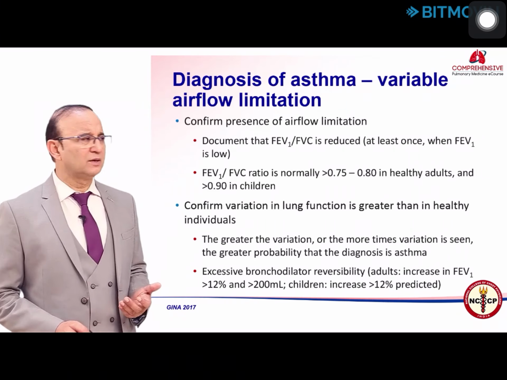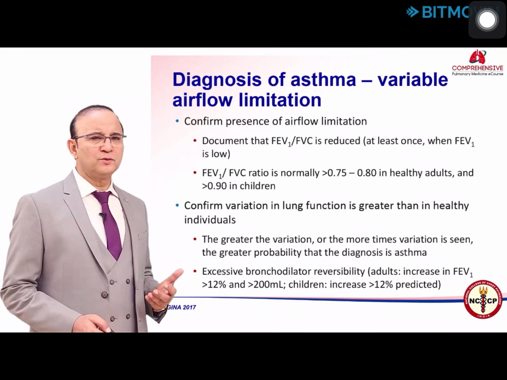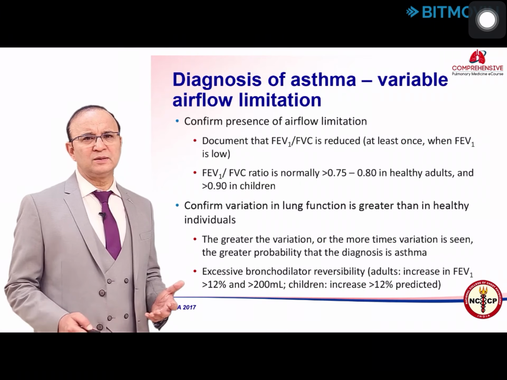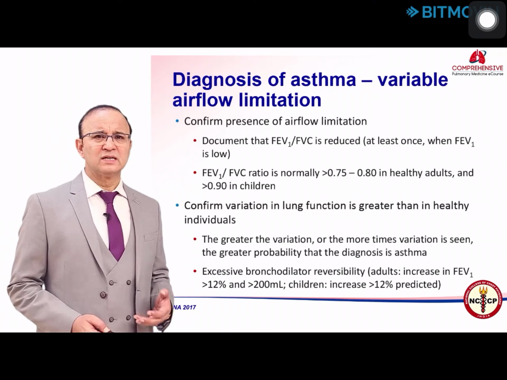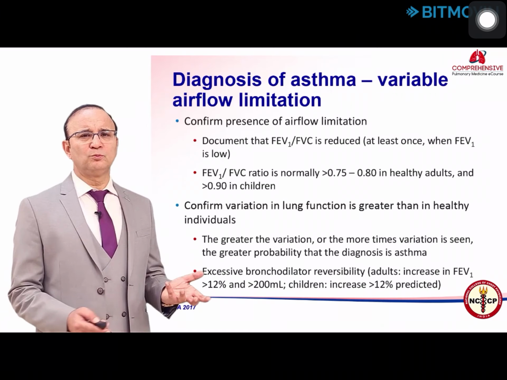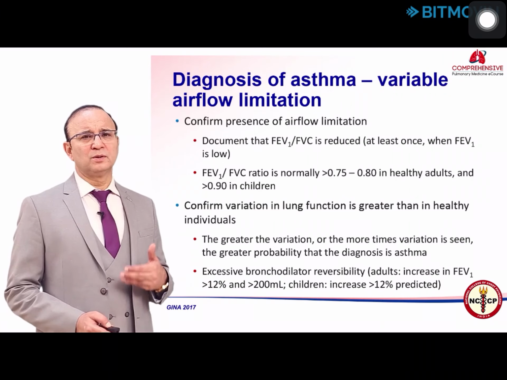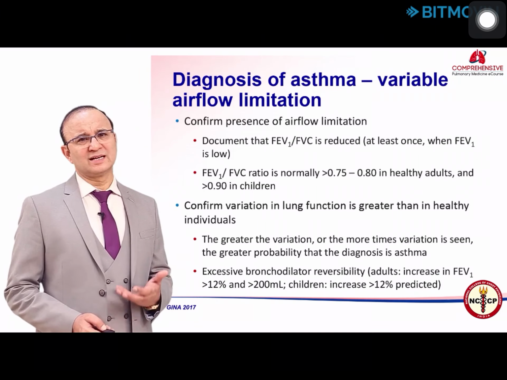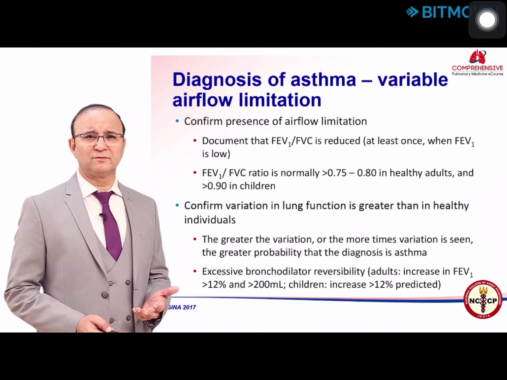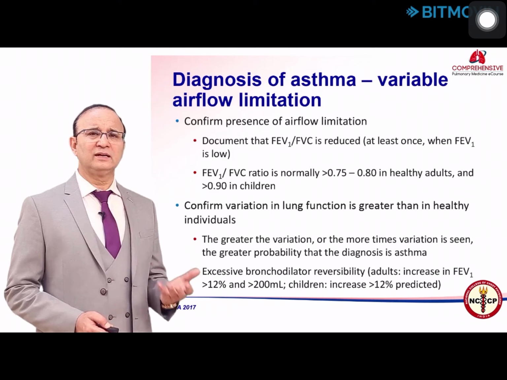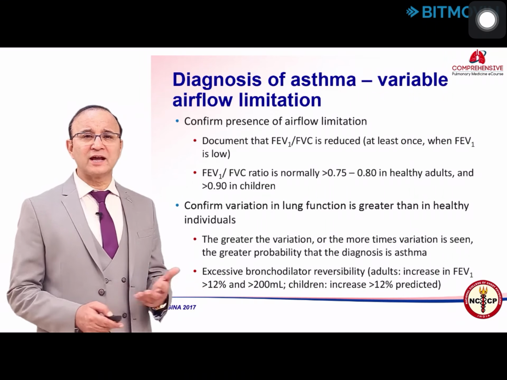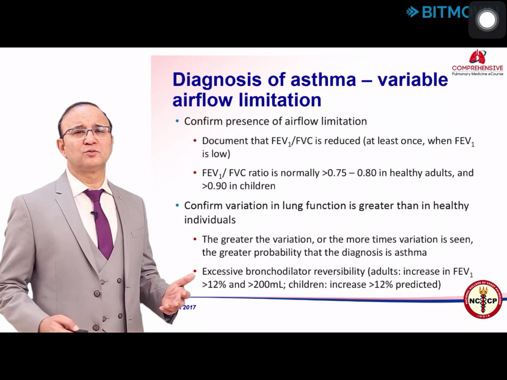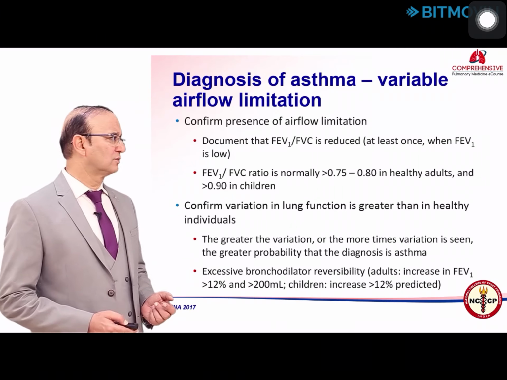Excessive diurnal variability over 1 to 2 weeks, with twice daily PEF monitoring, can really help in this. So what I'm trying to say is that if you can't do pulmonary function tests that often, but if you give a person a peak expiratory flow meter and teach him how to do a peak expiratory flow rate, then he can do it at home, and if he is able to show that there is diurnal variability during a week's time, it confirms the diagnosis of asthma.